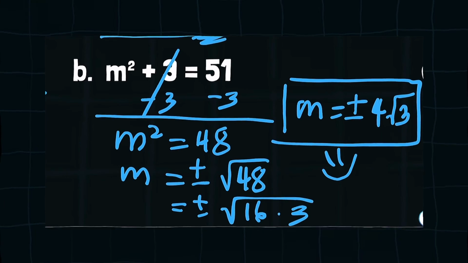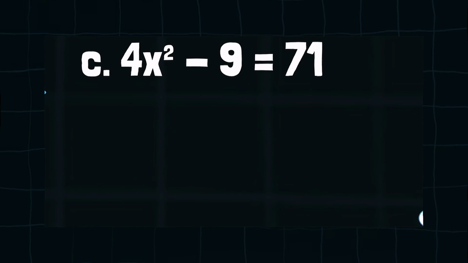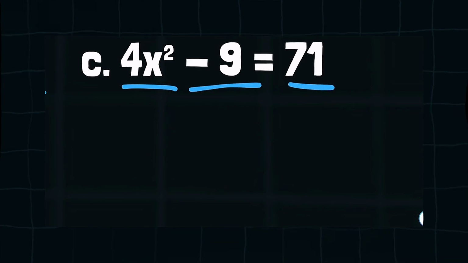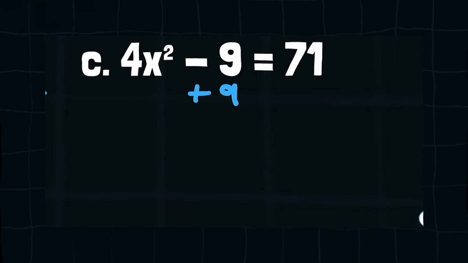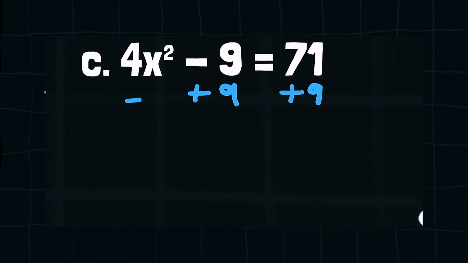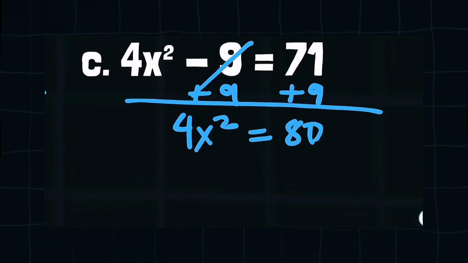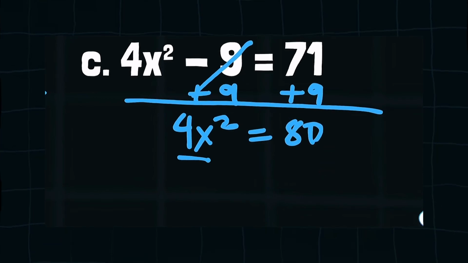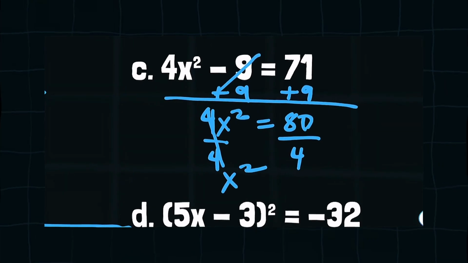If you come this far, you are doing great. Let us try the third given example. 4x squared minus 9 equals 71. The thing is, we need to eliminate the negative 9 on the left-hand side by adding 9 to both sides. This will leave us 4x squared equals 80. As you can see, we can isolate the x here. By dividing both sides by 4, now we have x squared equals 20.